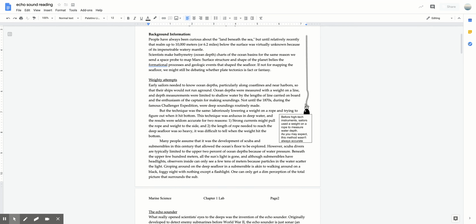This technique was arduous, which means difficult, in deep water, and the results were seldom accurate for 2 reasons. 1, strong currents might pull the rope and the weight to the side, and 2, the length of the rope needed to reach the seafloor was so heavy it was difficult to tell whether the weight actually hit the bottom.